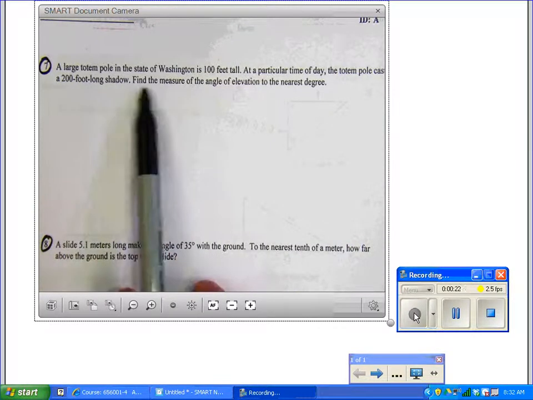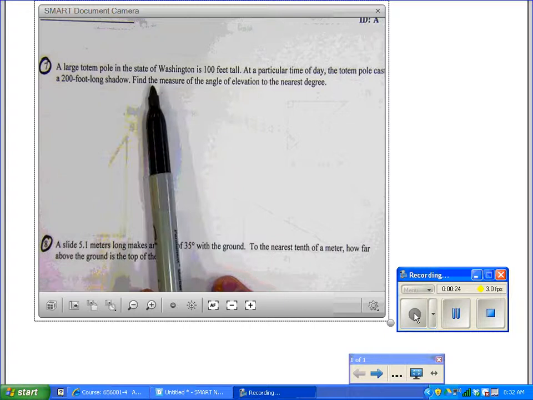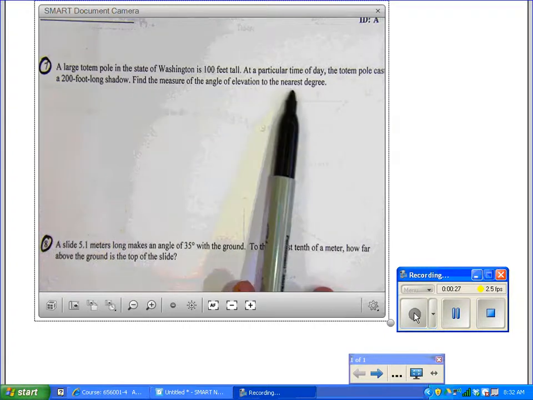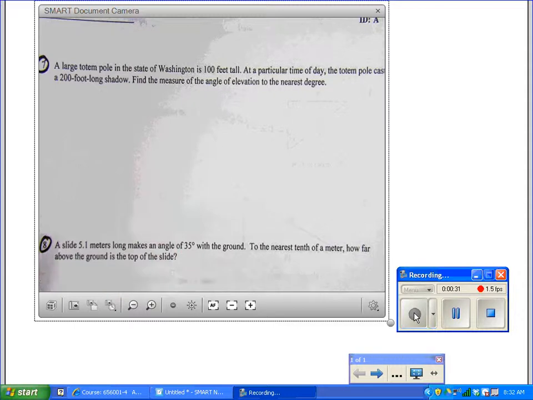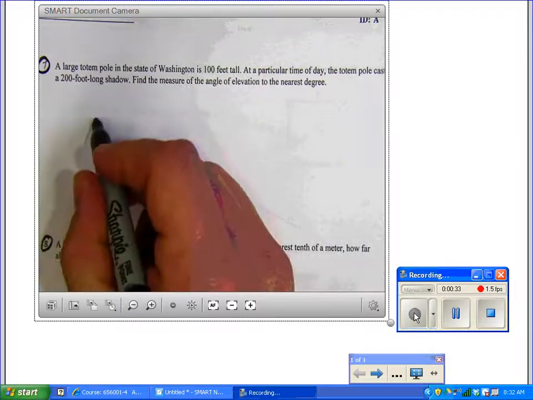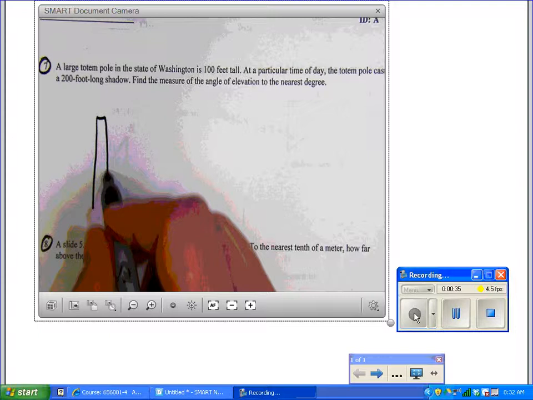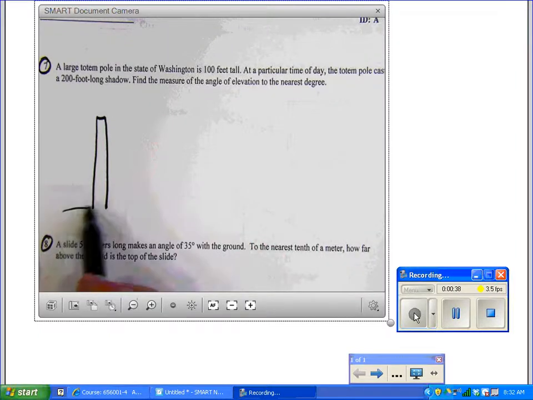Find the measure of the angle of elevation to the nearest degree. So we're going to find an angle in this problem. Now let's draw a picture of it here. So I'm going to draw the totem pole, and we'll draw the ground here.